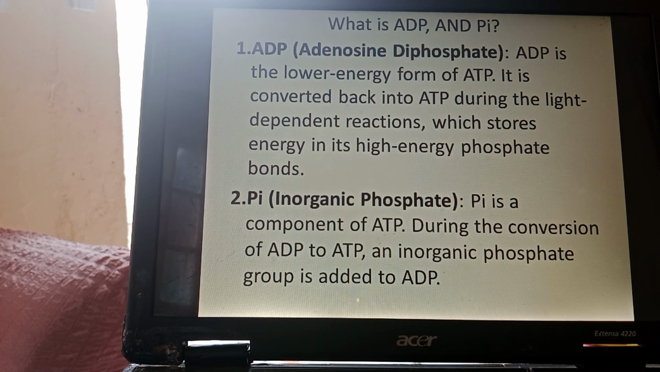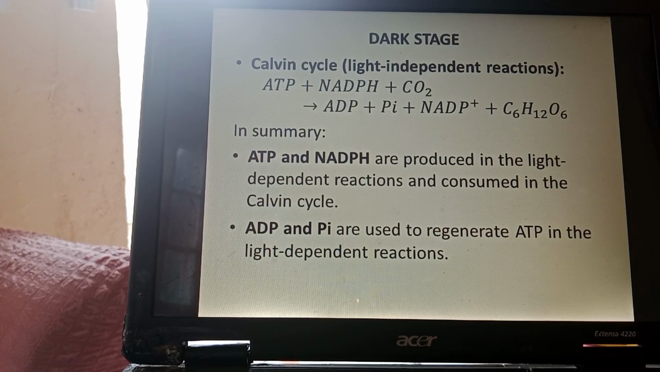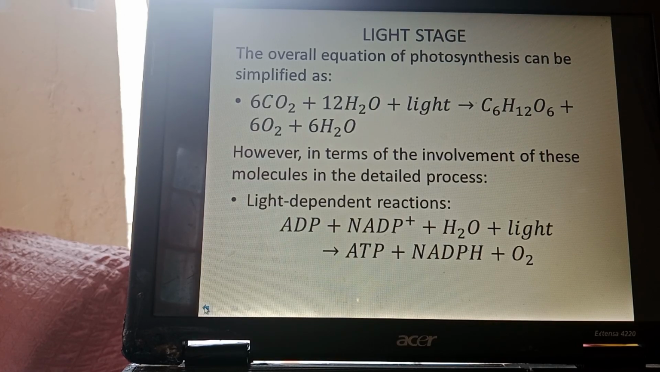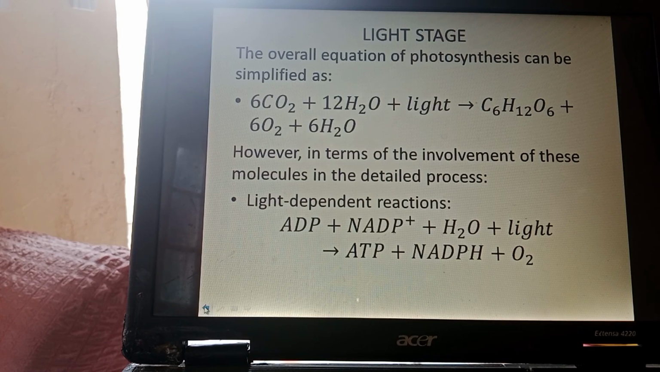All right. So in general, photosynthesis involves the light and dark stages, and the overall equation of photosynthesis can be simplified like this: 6 molecules of carbon dioxide plus 12 molecules of water in the presence of light energy combines to give glucose plus oxygen, 6 molecules of oxygen and 6 molecules of water.